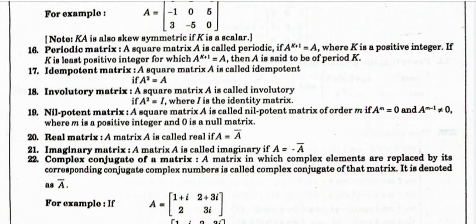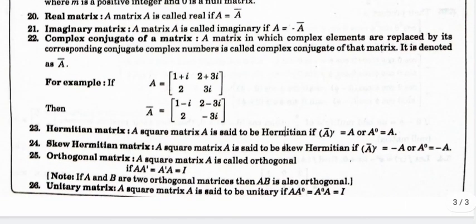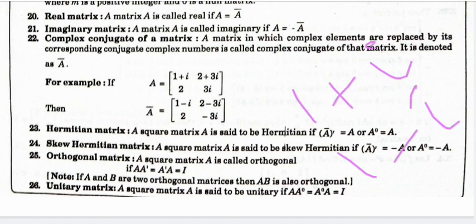So the example is given here: if A is equal to [1 plus i, 2 plus 3i], then the complex conjugate of the matrix is represented by the negation of the imaginary part. Means if it is 1 plus i, then the conjugate is 1 minus i. Okay, in this format.